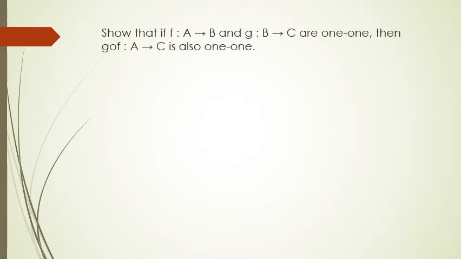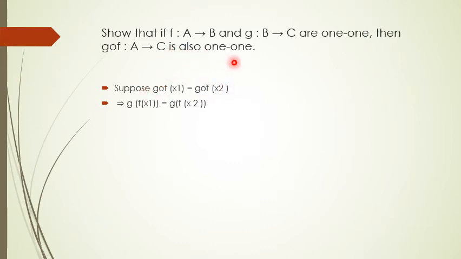Here is another question. Show that if f is a function from A to B and g is a function from B to C, both are 1-1, then we need to prove that their composition g of f, or gof, from A to C is also a 1-1 function. Moving on to the proof. Suppose g of f of x1 equals g of f of x2.